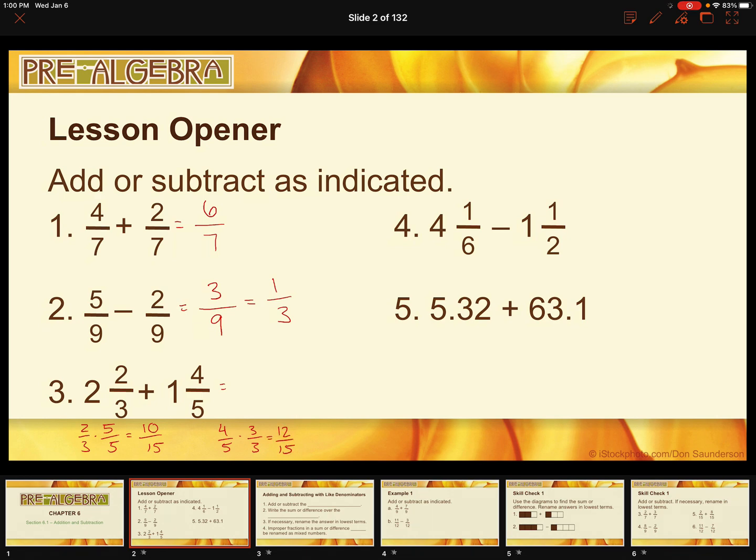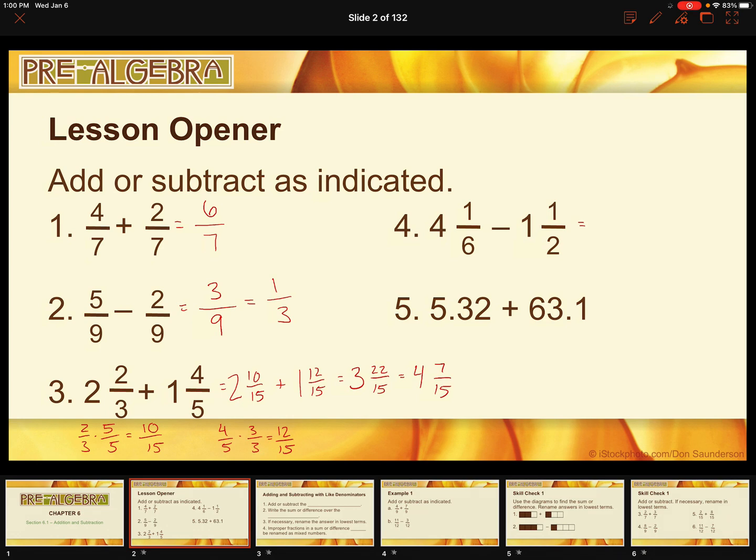Now let's rewrite our mixed numbers so we can add 2 and 10/15 plus 1 and 12/15. Add the whole numbers. 2 plus 1 gives me 3. Then add the fractions. 10 plus 12 gives me 22/15. Now I can simplify that because 22/15 is bigger than 1, so I can change the 3 to a 4. 22 minus 15 gives me 7 left over out of 15.